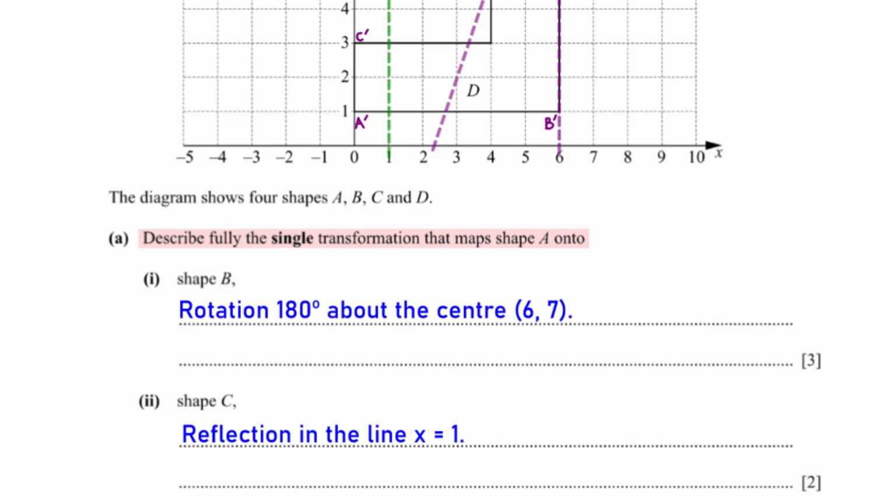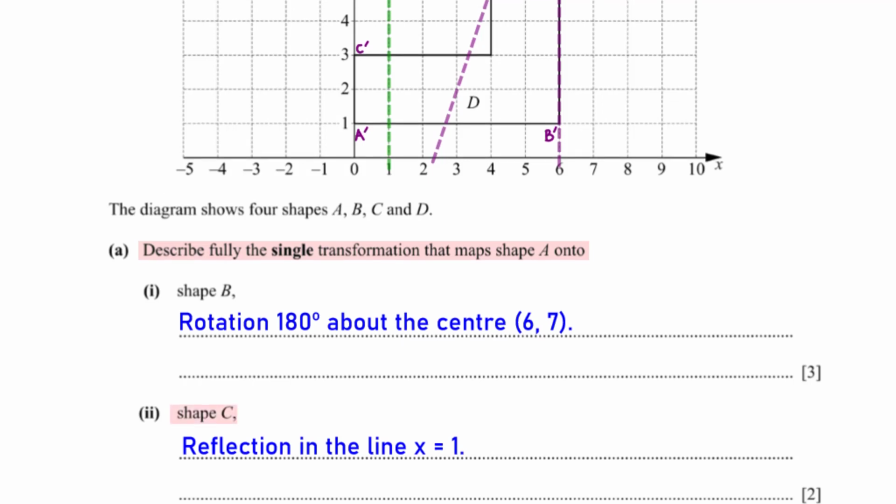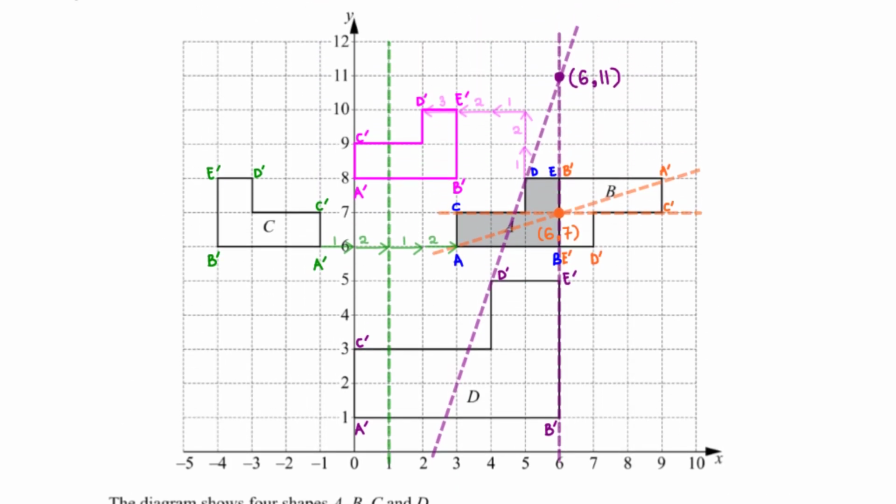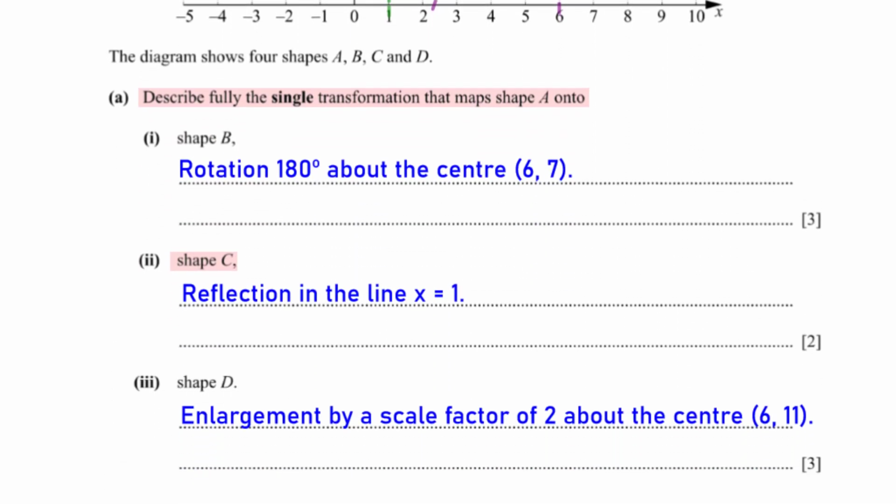Describe fully the single transformation that maps shape A onto shape C. When we look at shape A and shape C, they have the same lengths, but their orientation is different, which means the transformation is either a reflection or a rotation. In this case, we see that shape C is a mirror image of shape A in the line x equals 1. And so the full description for the transformation will be reflection in the line x equals 1.